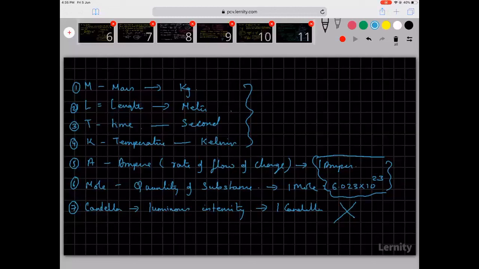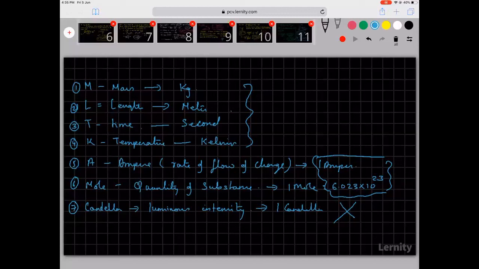We are not going to talk about dimensions now, but throughout our study of 11th physics, whenever we meet a new quantity, we will talk about its dimensions. Definitely we will talk, we will never stop with this. But here we will stop with this.